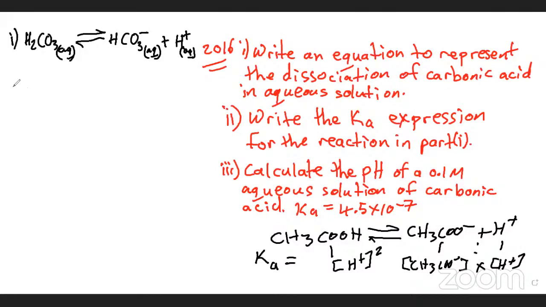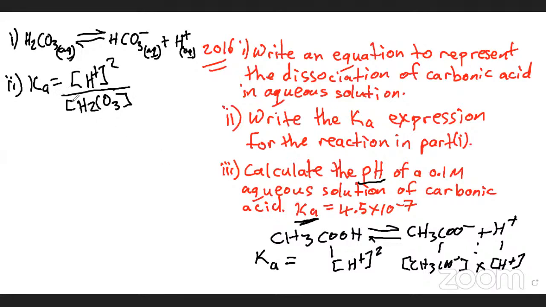It says write the Ka expression. So we know once it's a weak acid, Ka is equal to H plus squared divided by the concentration of the acid. In this case, it's carbonic acid. And then it asks us to calculate the pH of a 0.1 moles per dm cube. It gave us Ka. So again, this is asking us to find pH from Ka. So we know we should transpose this equation for H plus. So again, we are going to carry the H plus to one side over to the left. The Ka will come to the right and multiply the carbonic acid. You will have H plus squared.